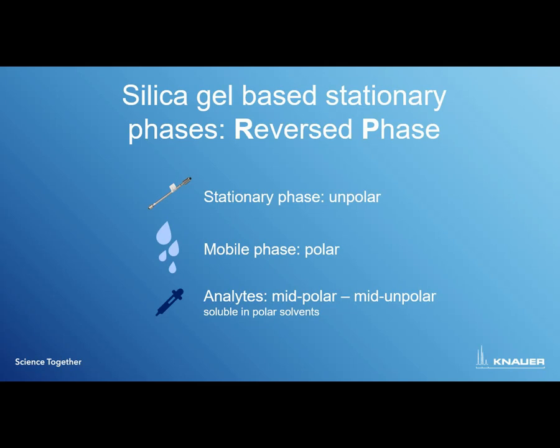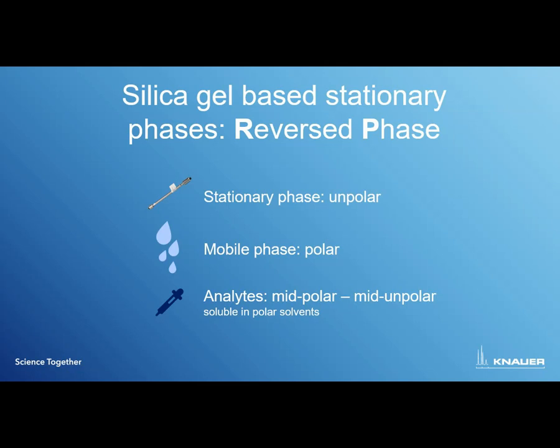So normal phase is something like the other way around than the reversed phase, and because of that we call it reversed phase. What is the stationary phase here? It's an unpolar material, and most of you might know the typical C18 phases. They are most often used in reversed phase. They are really popular. The mobile phase is more polar.